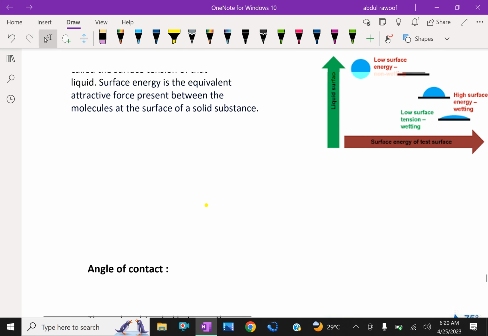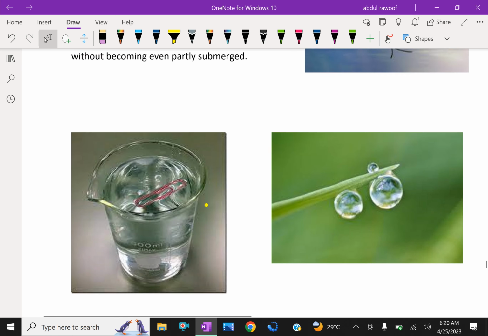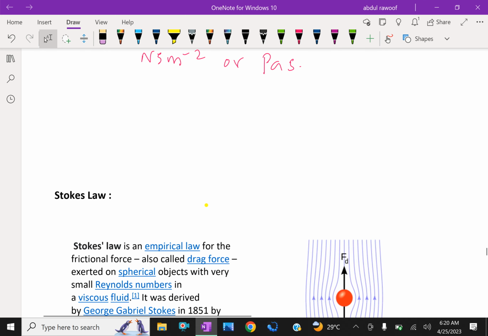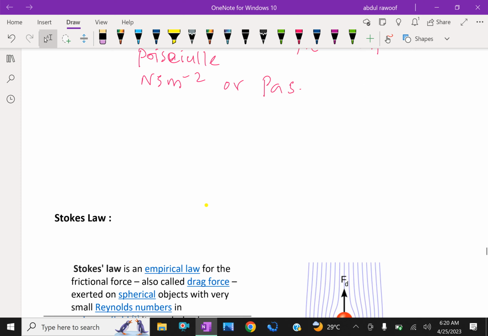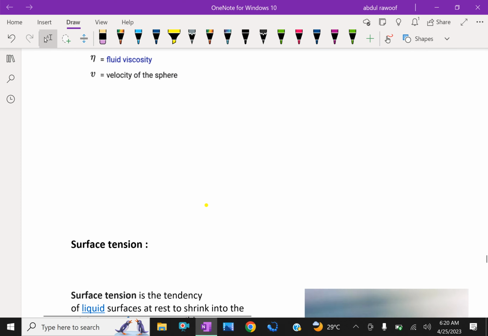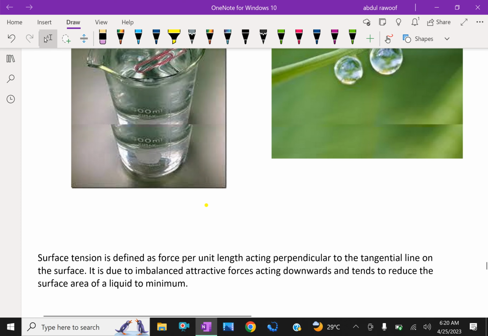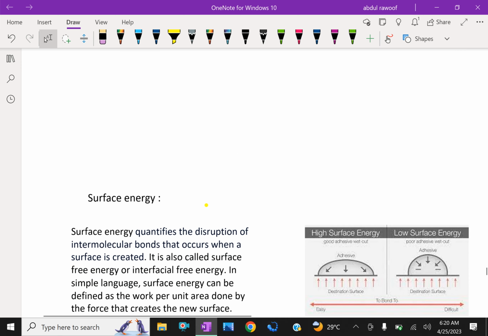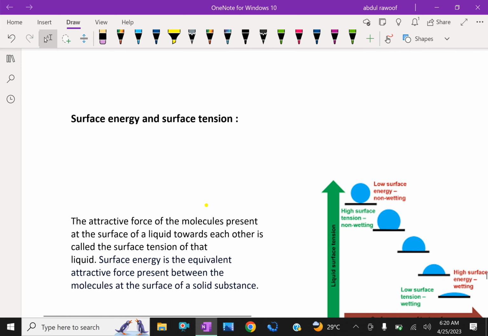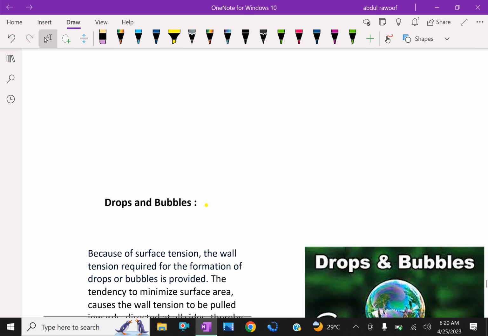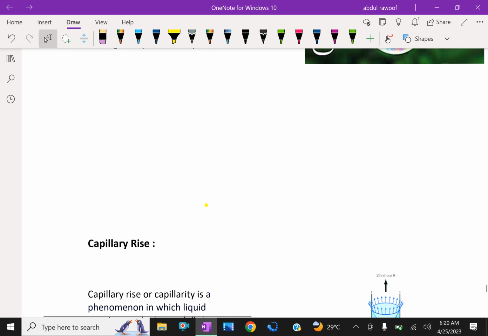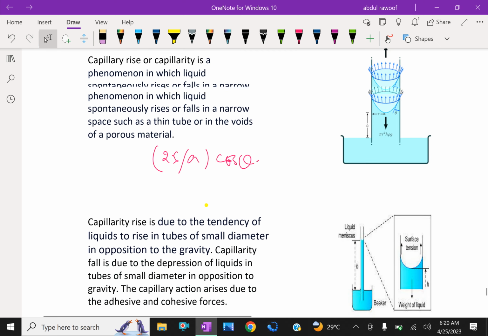So far we have done first viscosity, Stokes law, and surface tension, surface energy and surface tension, angle of contact, drops and bubbles, and capillary rise.